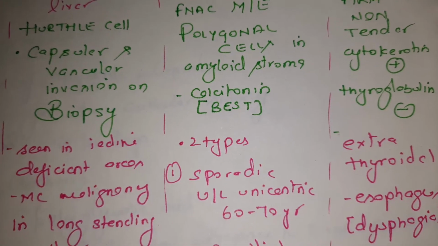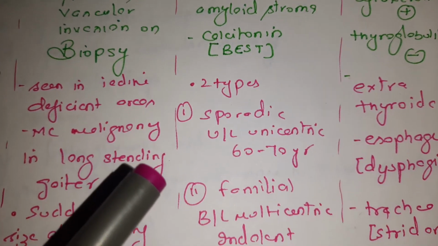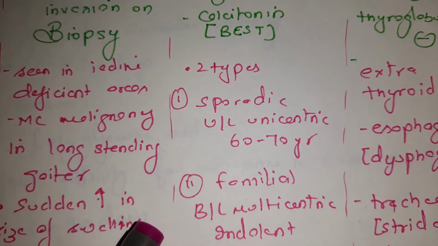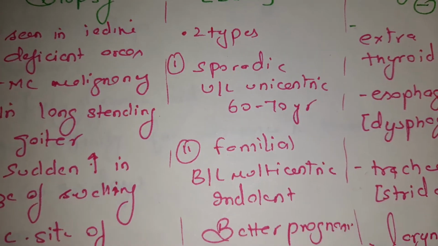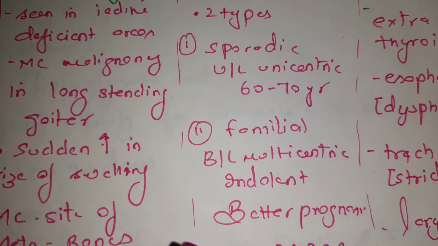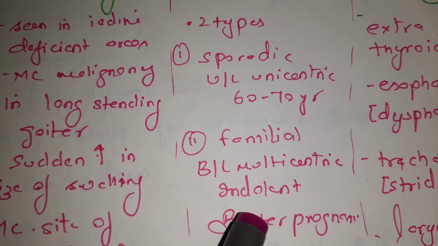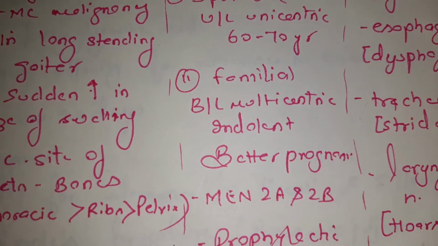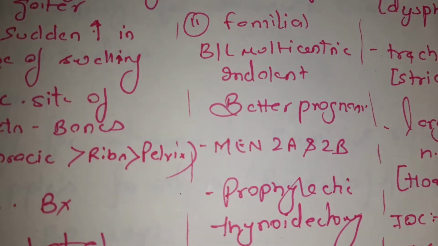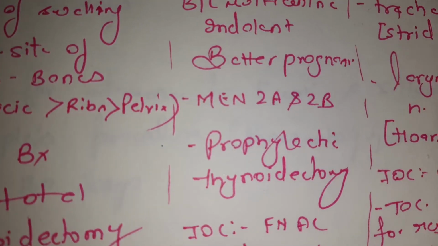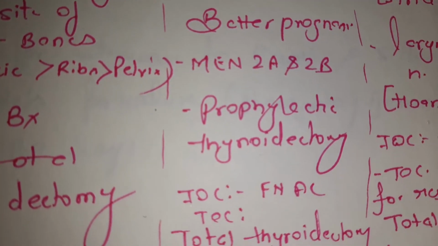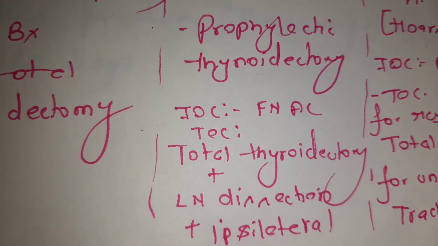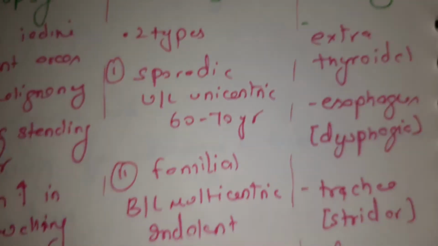Then we have the two types as I said, sporadic and the familial one. In sporadic we can see unilateral, unicentric, 60 to 70 years; familial is bilateral, multicentric, indolent, and it has the best prognosis. I mean the familial one is having the best prognosis, but the sporadic one is bad. And then we have MEN 2A, MEN 2B. Prophylactic thyroidectomy can be done, and investigation of choice is of course FNAC, and the treatment of choice is total thyroidectomy plus lymph node dissection and ipsilateral MRND.